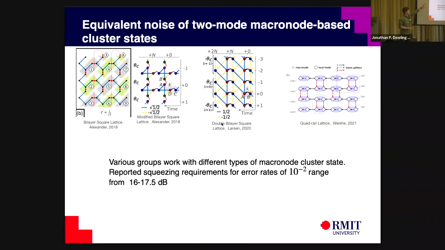But yeah, so what I've just talked about was for the quad rail lattice specifically. But there are these other types of two-mode cluster states that all have different structures, that are all created using the same ideas, but created slightly differently. And so there's a range of different squeezing requirements that you would need depending on which cluster state you use. And then some discussion about which cluster state is better for what reason.